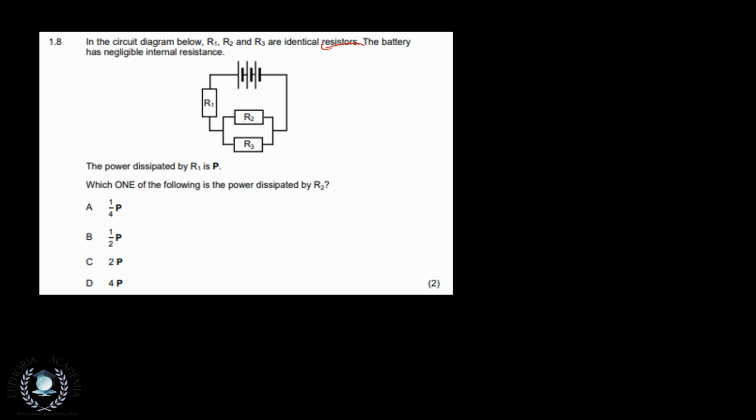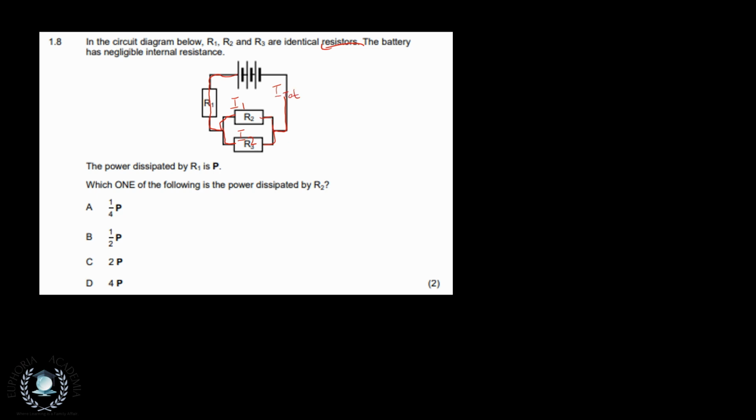But the battery doesn't have any internal resistance. So the current is going to flow from the positive terminal of the battery. It's going to move from that point through R1, and then it's going to split into this parallel circuit into, we'll call that I1, and that one will be I2, and it will rejoin into the main circuit, and we're going to have a total current.